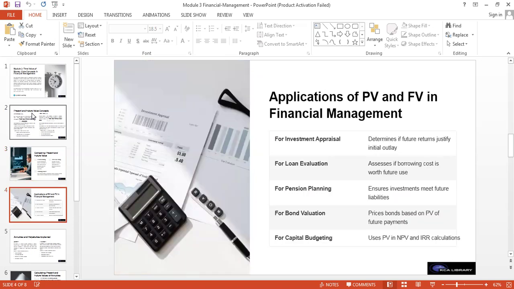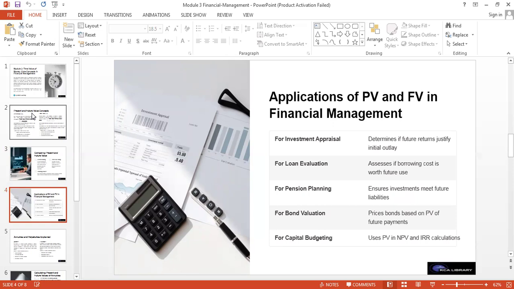How do we apply present value and future value in financial management? When we talk about using it for investment appraisal, it helps to determine if future returns justify the initial outlay. For loan evaluation, it helps to assess if borrowing cost is worth the future use. Also, for pension planning, it helps to ensure investments meet future liabilities.